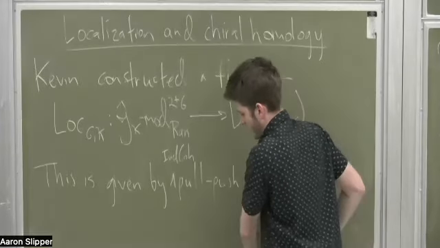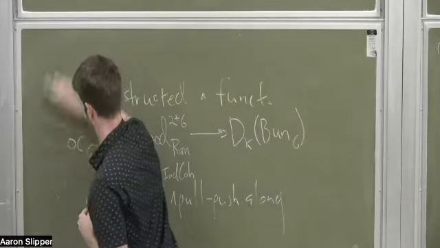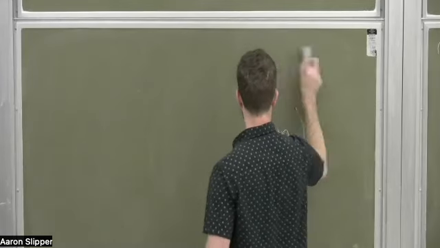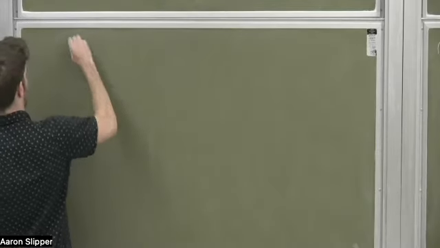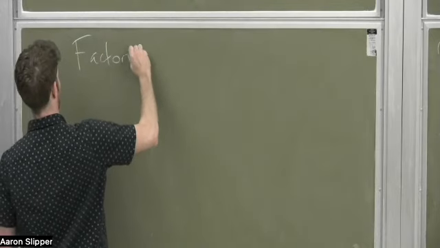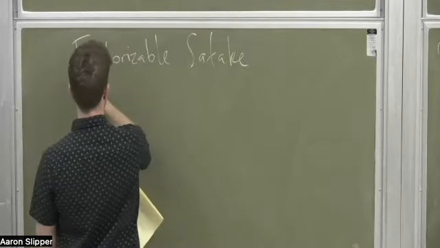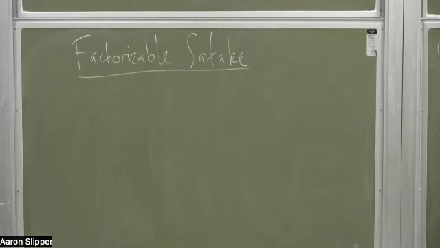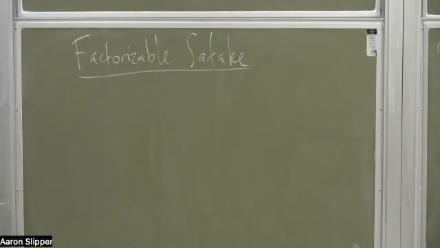Okay, so the last thing is compatibility with the local system. For this, I need to talk a little bit about the factorization structure of the local system. I need to talk about Satake, factorizably. And here I mean just the abelian categorical Satake, not anything derived, but I do need it to be compatible with factorization.